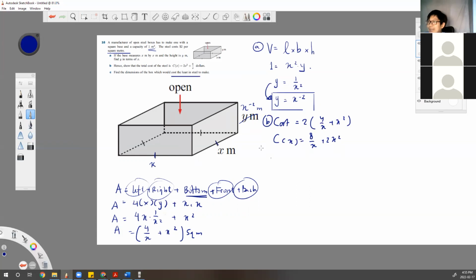Okay, for the least cost, C'(x) equals 0, right? Because it is a stationary point, maximum, minimum, right? So 0. Oh, wait, write it down first. 8 over x, differentiate it, power -1, right? Or 2. So C'(x) will equal -8x to the power -2 plus 4x.